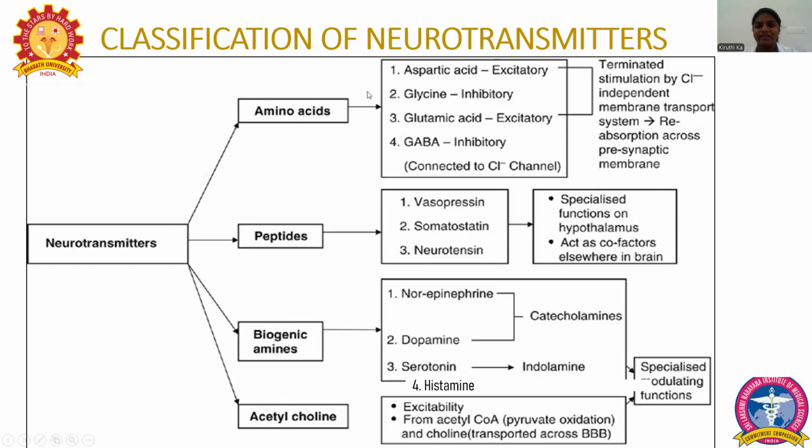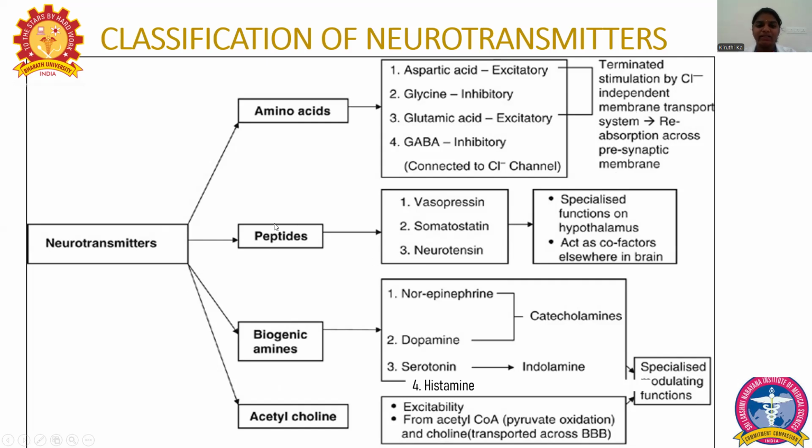Amino acids are sub-classified into four: aspartic acid, which is an excitatory neurotransmitter; glycine, an inhibitory neurotransmitter; glutamic acid, an excitatory neurotransmitter; and GABA, an inhibitory neurotransmitter. Aspartic acid and glutamic acid are both excitatory. Their stimulation is terminated by a chloride-independent membrane transport system, with reabsorption across the presynaptic membrane.